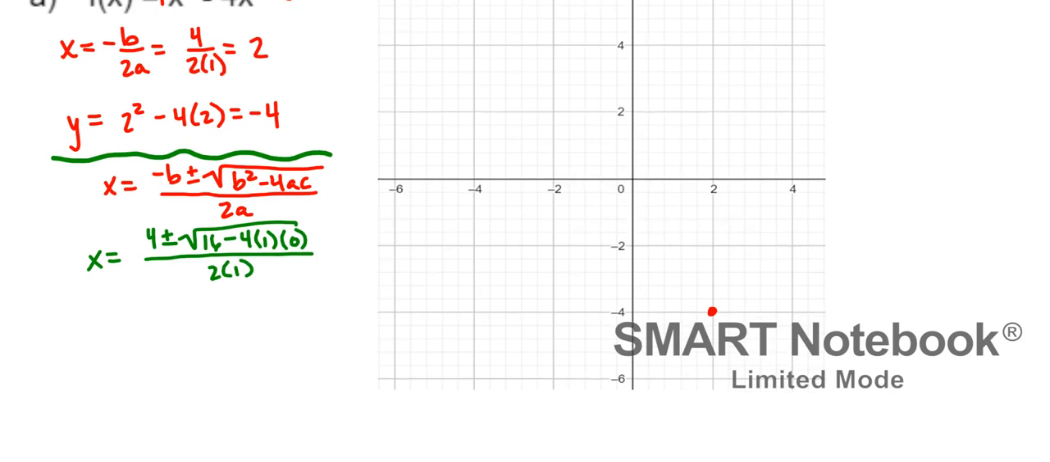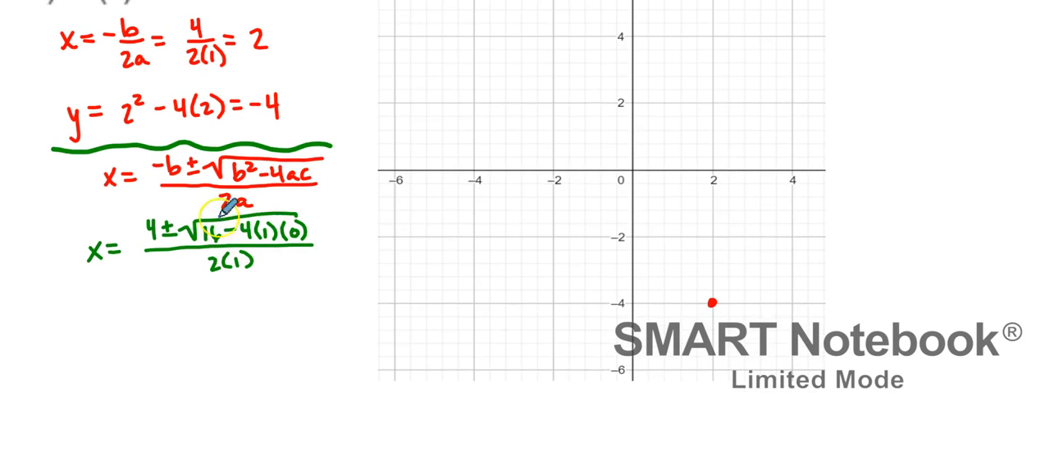Go through and simplify. We're going to work under the square root first. So 16 minus 4 times 1 times 0 is actually just 0. So 16 minus 0 is just the square root of 16. So that's 4 plus or minus the square root of 16 over 2. Simplify a little bit further. We know the square root of 16 is 4. So that's 4 plus or minus 4 over 2.